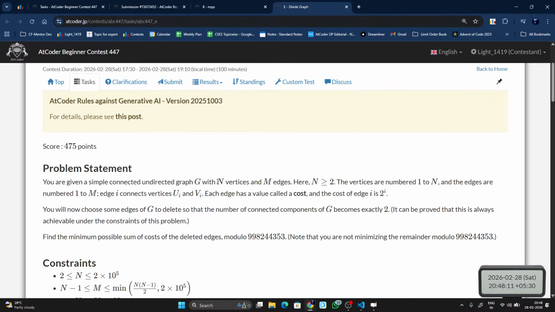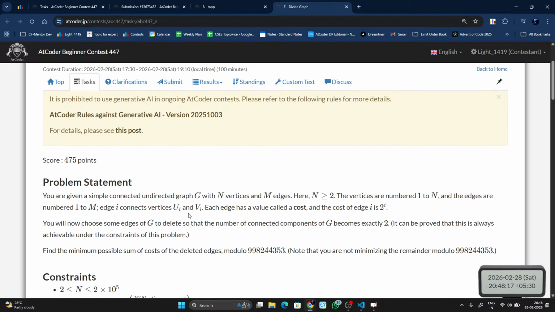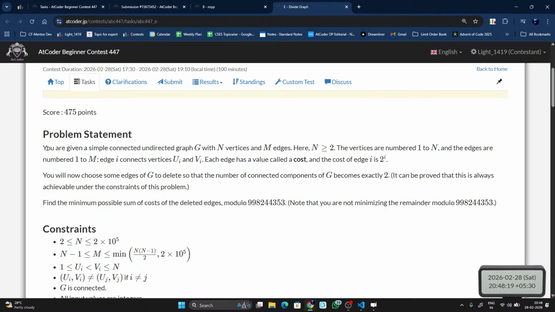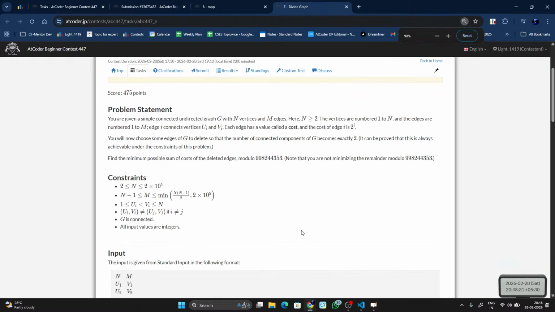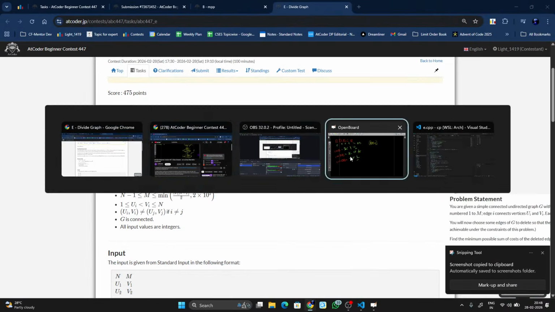Now let's go to the final problem of the day, problem E. So the problem says you have been given a simple connected undirected graph G with n vertices and m edges. Okay, so let me just copy paste the problem statement.